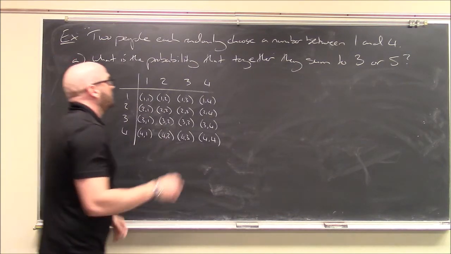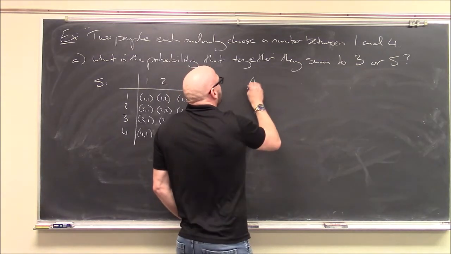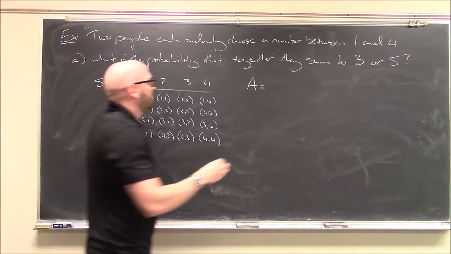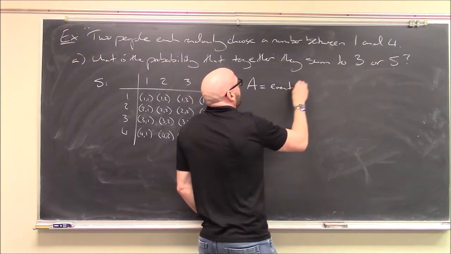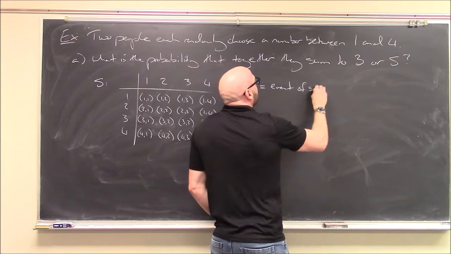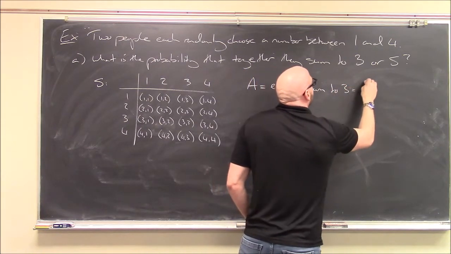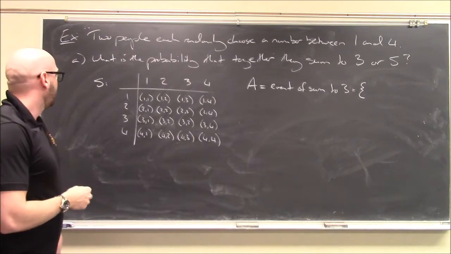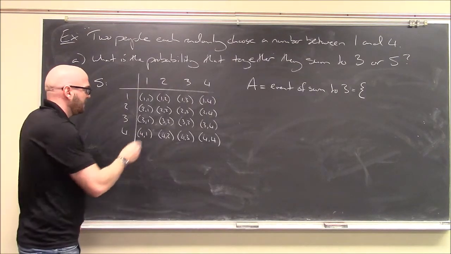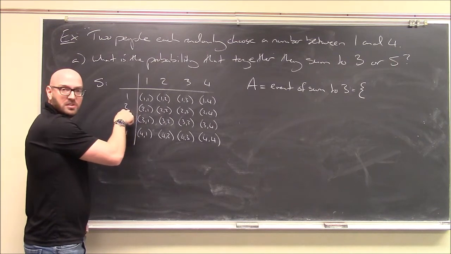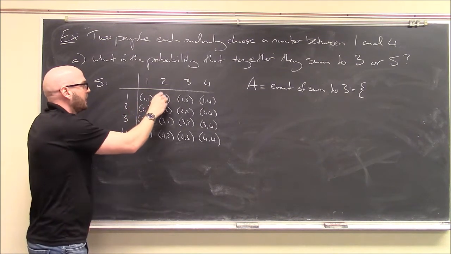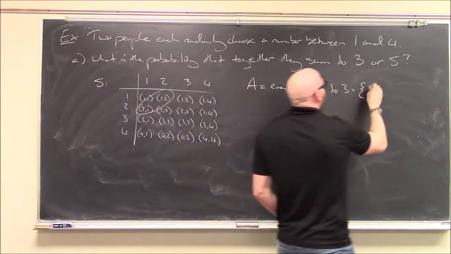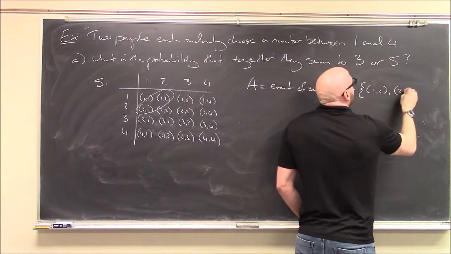And what do we want to compute? So let's let A equal the event that they sum to 3. And how would that happen? Well, the only way they could sum to 3 is if one person chooses 2 and the other person chooses 1, right? So these two elements right here. So either 1, 2 or 2, 1.